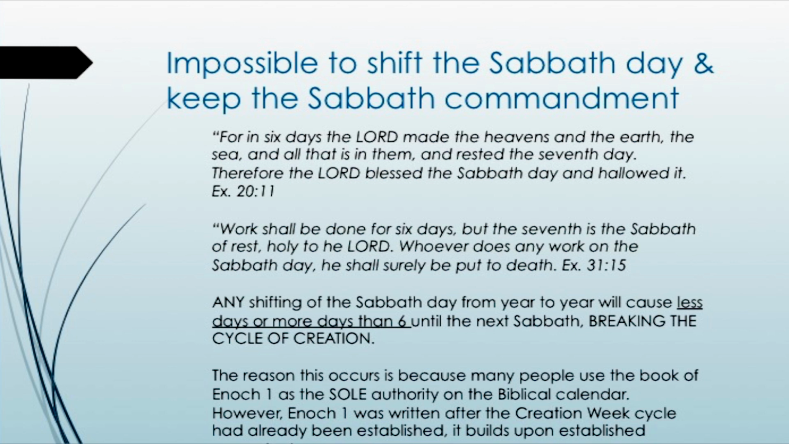You cannot do that. The reason this occurs is because many people use the book of Enoch 1 as the sole authority on the biblical calendar. However, Enoch 1 was written after the creation week cycle had already been established. It builds upon established precedent. And we see that if you follow the calendar correctly from the 4th day of creation week, you will never shift your Sabbath day from season to season or from year to year.